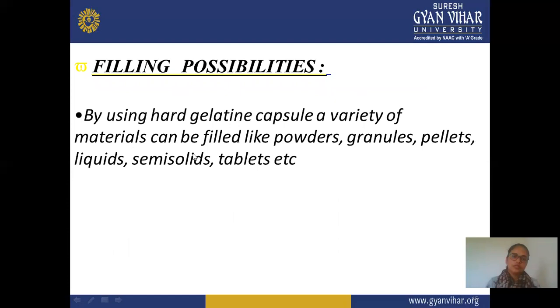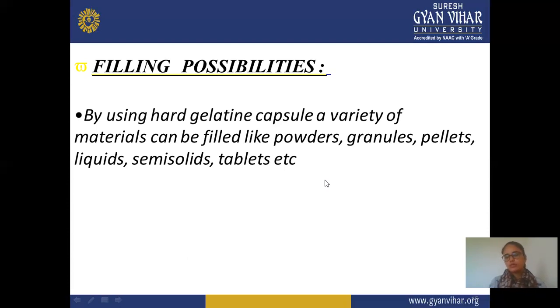Now, filling possibilities. By using hard gelatin capsule, a variety of materials can be filled like powder, granules, pellets, liquid, semi-solid, and tablets. Means for this hard gelatin capsule, you don't fill only granules as well as powder, but a variety of formulations or a variety of drugs you can fill in the hard gelatin capsule. There are different possibilities, and you can fill different formulations. In this formulation, maybe use powder or granule formulation. If your drug is in a granule form, next is pellets form, or liquid or semi-solid, tablets also.